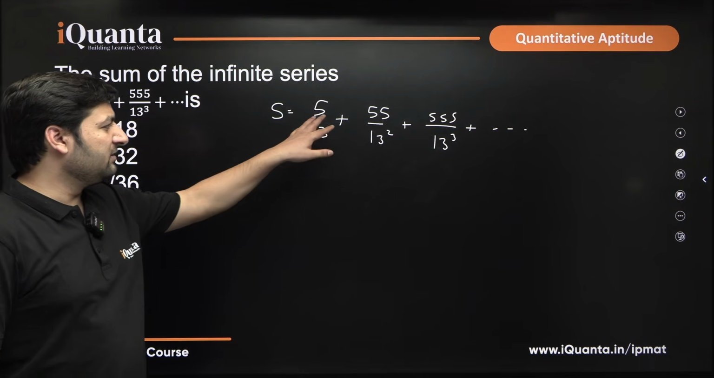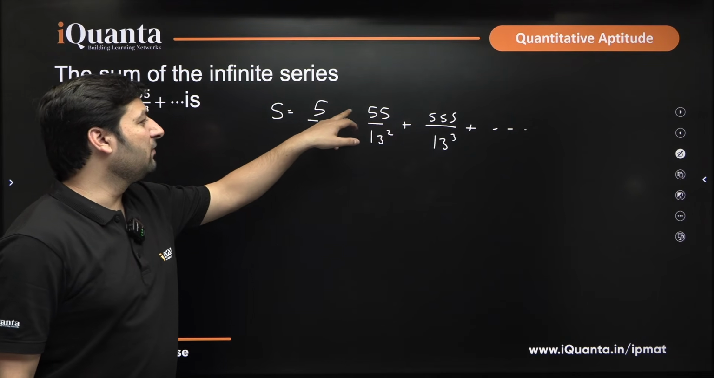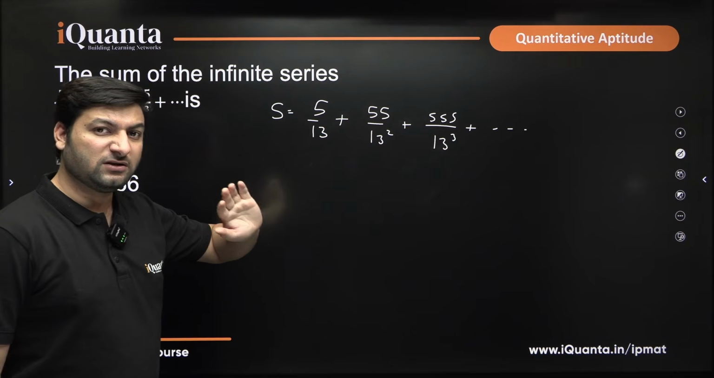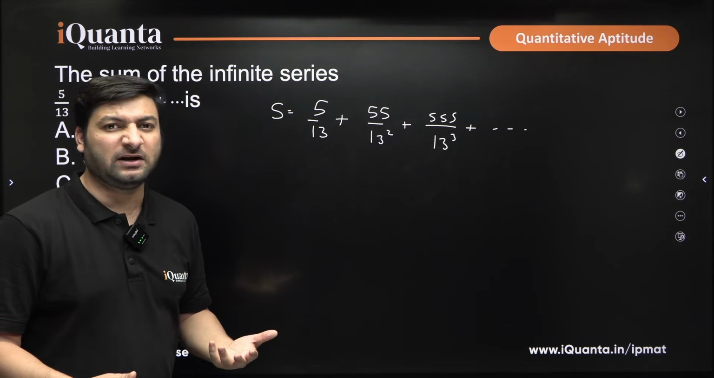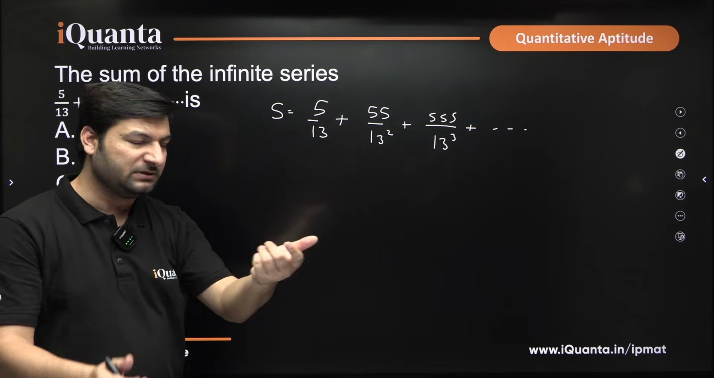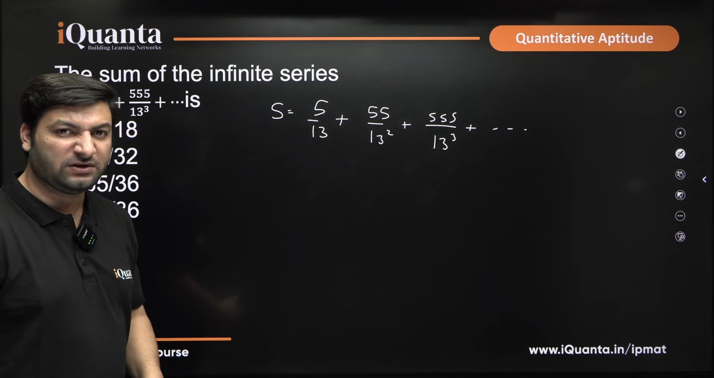What do you see here? There is no connection between these 5's. I mean, this is a multiple of 5, this is a multiple of 5, multiple of 5 in the numerator. But in the denominator, what is the ratio that you see? What is being multiplied? Obviously, it is a GP, isn't it? Some kind of GP. There is 13, 13 square, 13 cube. You can see that GP thing over here, the common ratio.